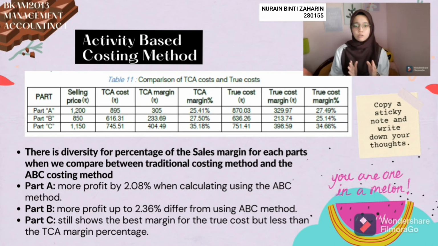By using the traditional costing method, the selling price margin we get is 25.41%. But by calculating it through the ABC costing method, we will get 27.49%, where it shows that for part A, we'll earn 2.08% more profit when calculating the total product cost using the ABC costing method.